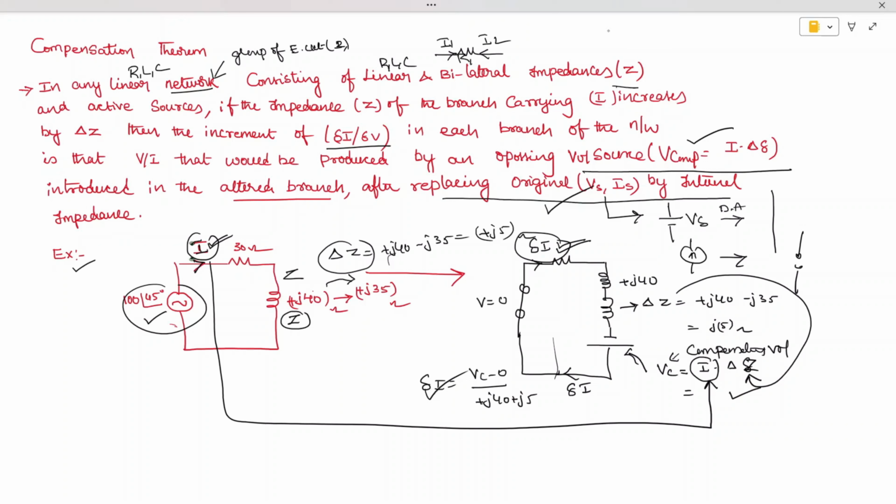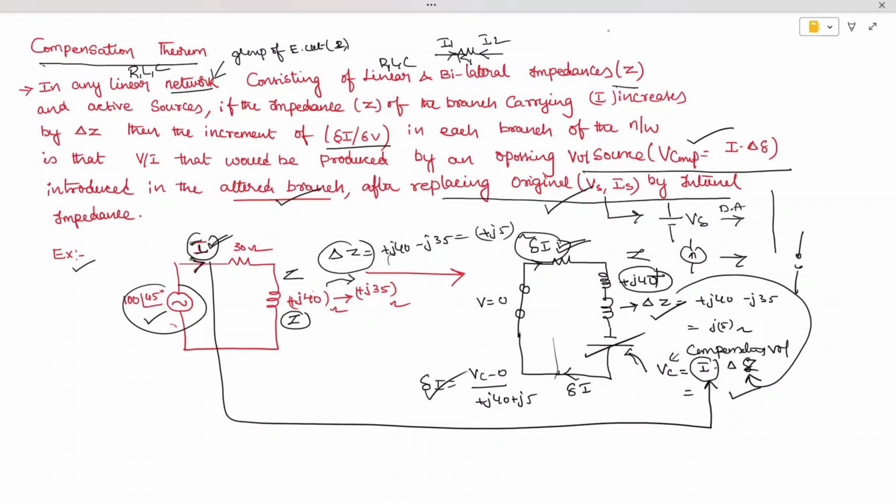So before you are calculating this, you have to write down the original impedance Z, and you have to add another impedance of delta Z. So that is nothing but introducing an opposing voltage of V compensation in the altered branch. So that's how we can calculate. So since we are compensating the voltage, that's why this theorem is called compensation theorem.